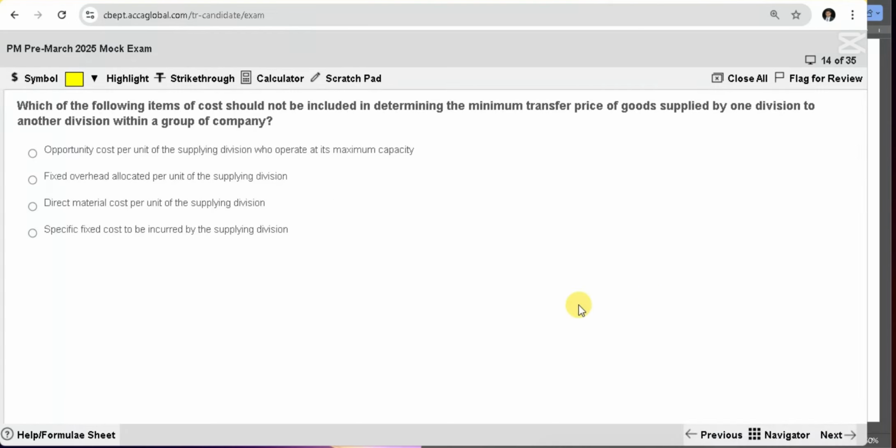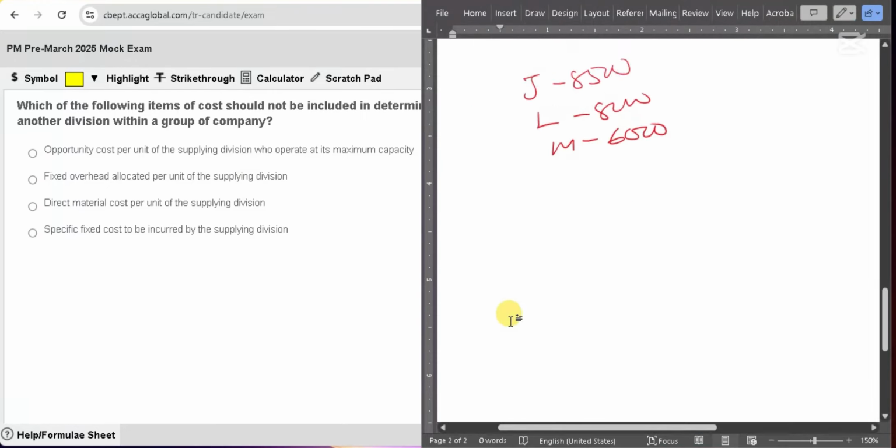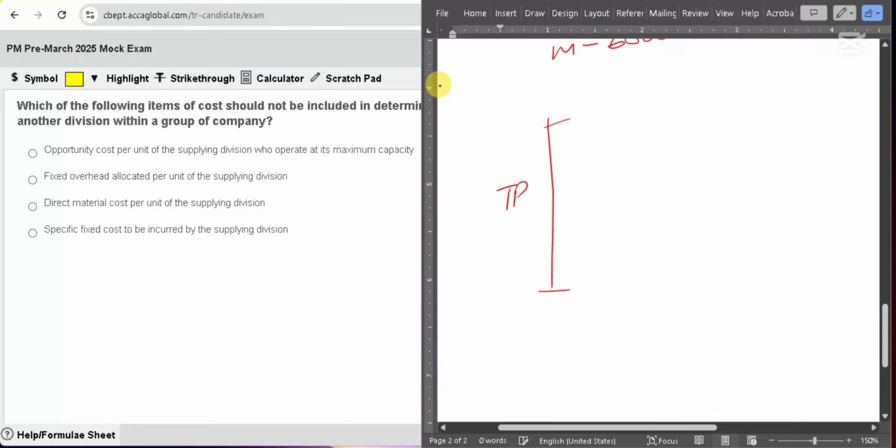Which of the following items of cost should not be included in determining the minimum transfer price of goods supplied by one division to another division within a group of companies? Transfer price, you know, minimum, maximum. Minimum is marginal cost of manufacturing plus any opportunity cost of manufacturing.